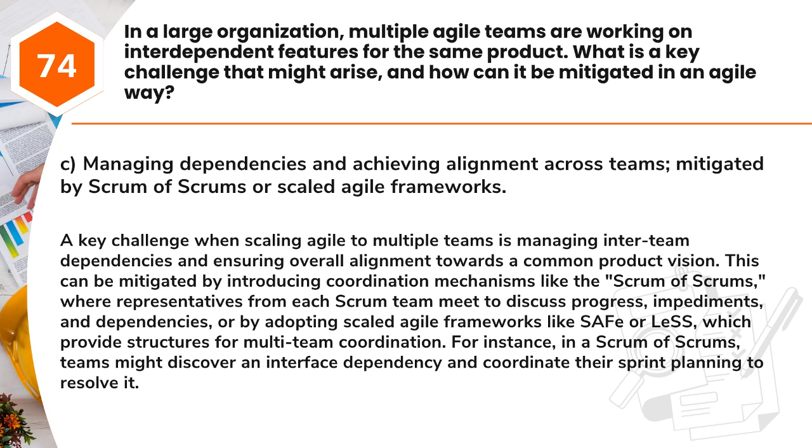team meet to discuss progress, impediments, and dependencies, or by adopting scaled Agile frameworks like SAFe or LeSS, which provide structures for multi-team coordination. For instance, in a Scrum of Scrums, teams might discover an interface dependency and coordinate their sprint planning to resolve it.